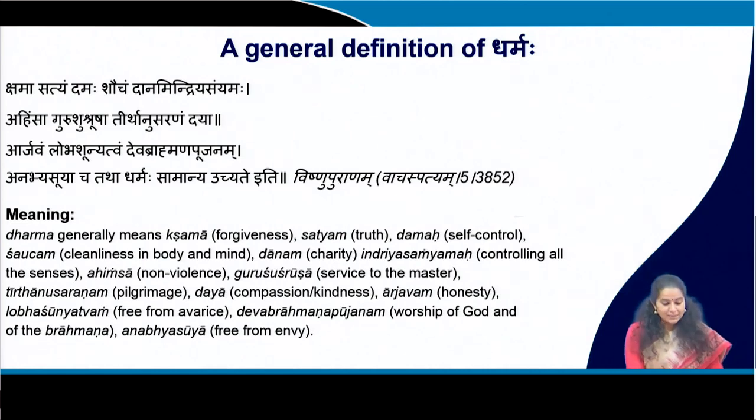So, atra asti kshama satyam damah shaucham danam indriya sanyamah ahimsa guru shushrusha tirthanusaranam daya arjavam lobha shunyatvam deva brahmana pujanam anabhyasuya cha tatha dharma samanya uchyate iti. This is in the Vishnu Puranam and found in the Vachaspatyam. Astu, and you can see the translation over there.